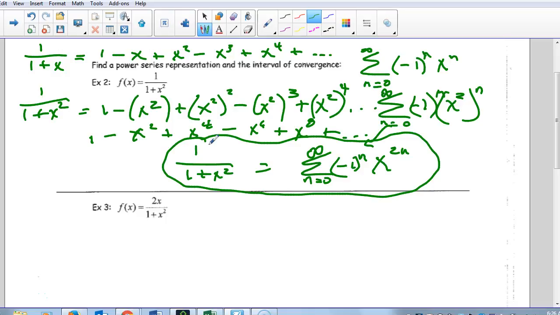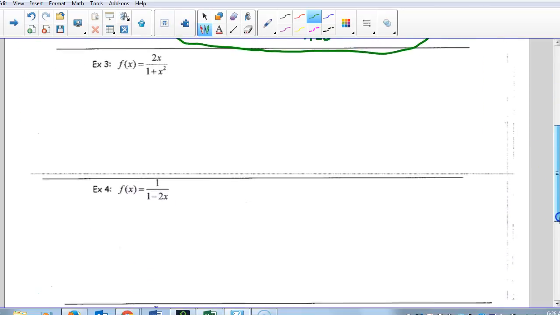Okay, and of course the plot thickens. These never just stay simple, simple, simple. They challenge your brain. So check this out. I do not have just a 1 on top. I now have a 2x on top. And you might say to yourself, what in the world do I do with that?